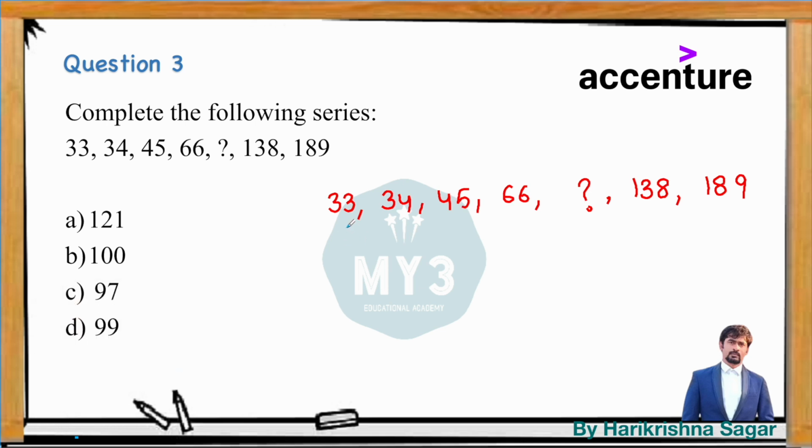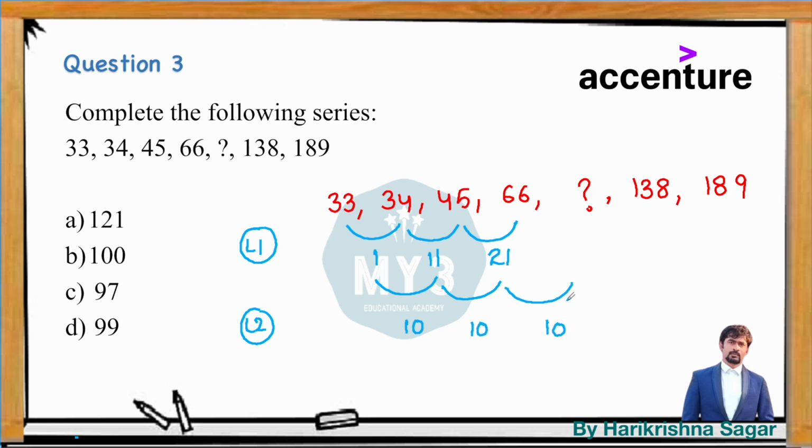If I observe the difference, 33 to 34, there is a difference of 1. 34 to 45, there is a difference of 11. 45 to 66, there is a difference of 21. So their differences are like this. If you are not able to understand the logic in the level 1 differences, go for the second level of difference. So 1 and 11, there is a difference of 10. 11 and 21, there is a difference of 10. That means the next one should maintain the same difference of 10.